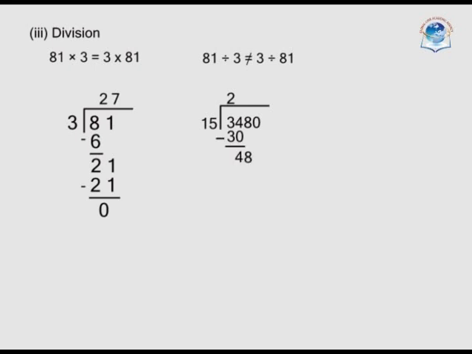Drop 8 to have 48. 15 into 48 3 times. 3 times 15 is 45. Subtract from 48 and we have 3. Drop 0 to have 30. 15 into 30 2 times. So our quotient is 232.